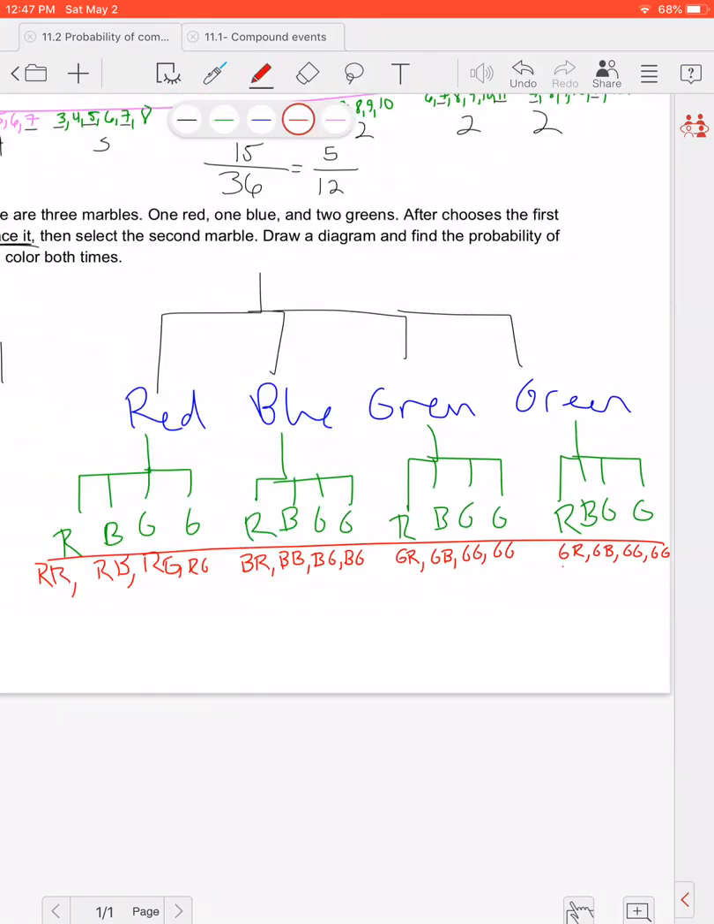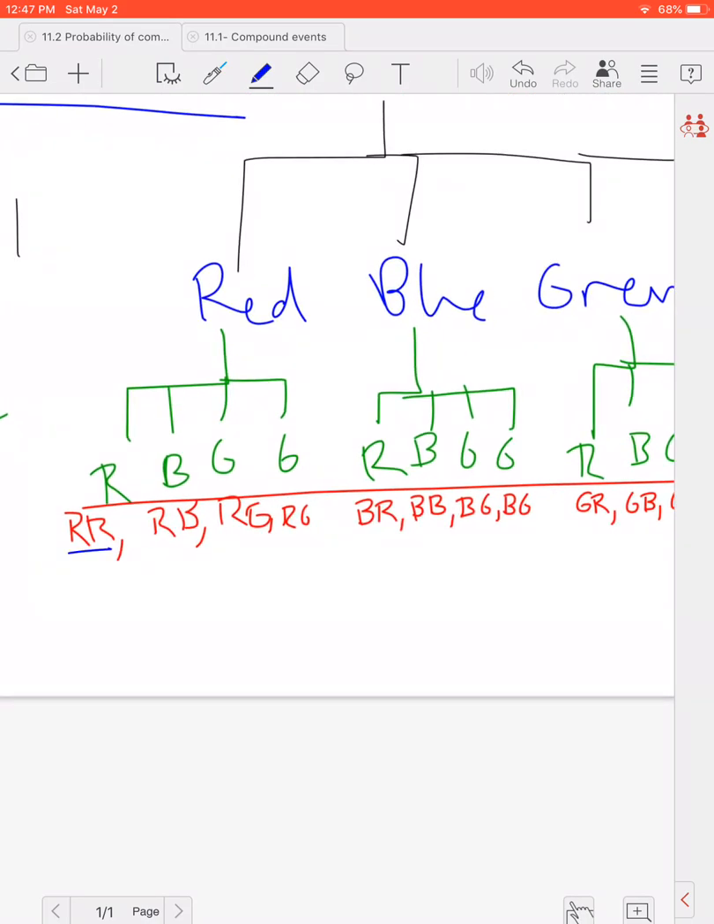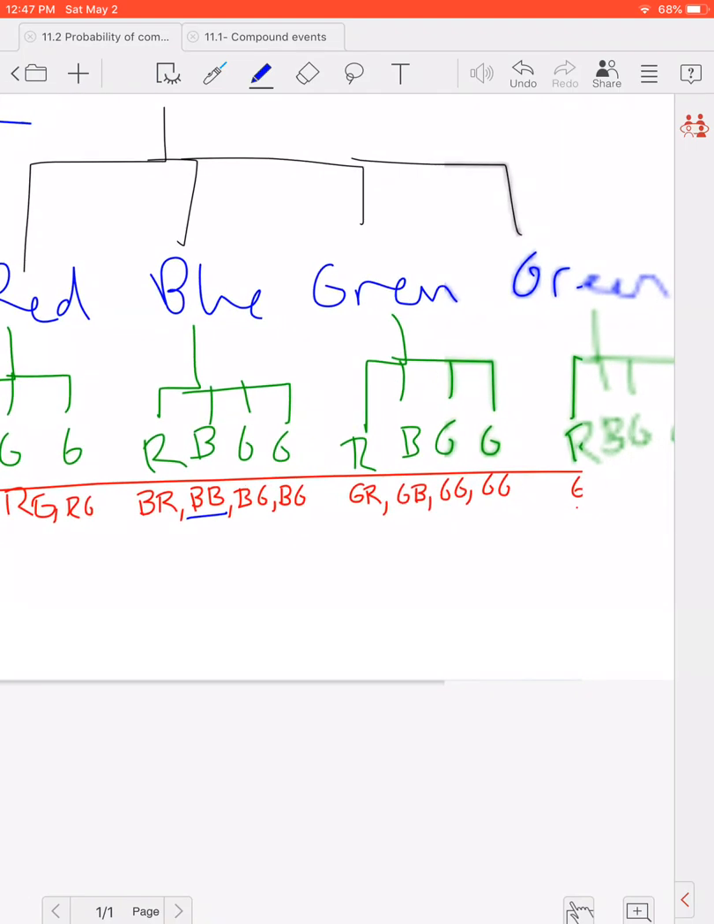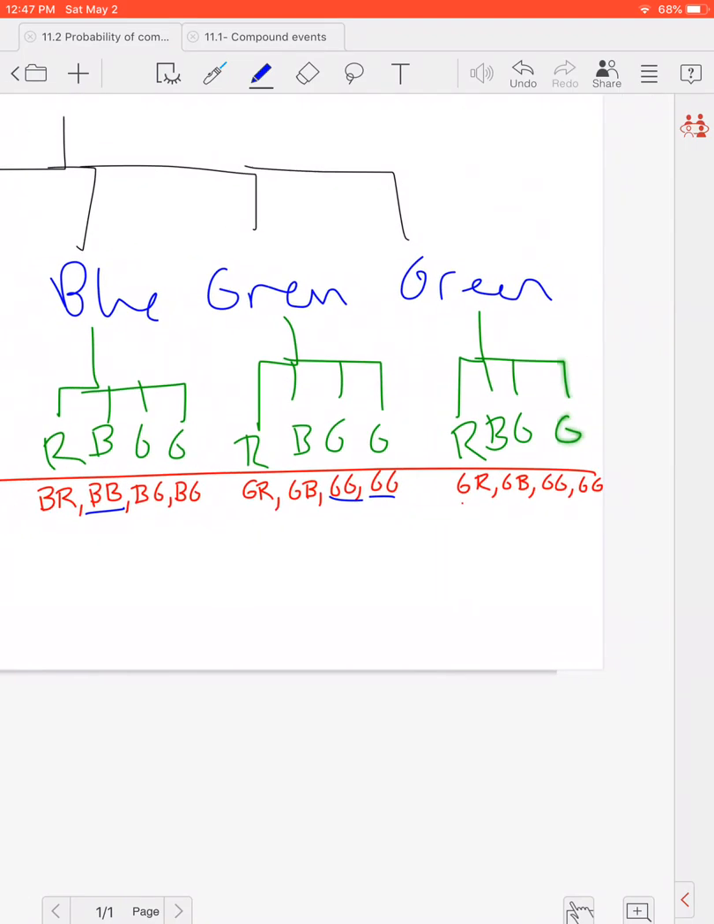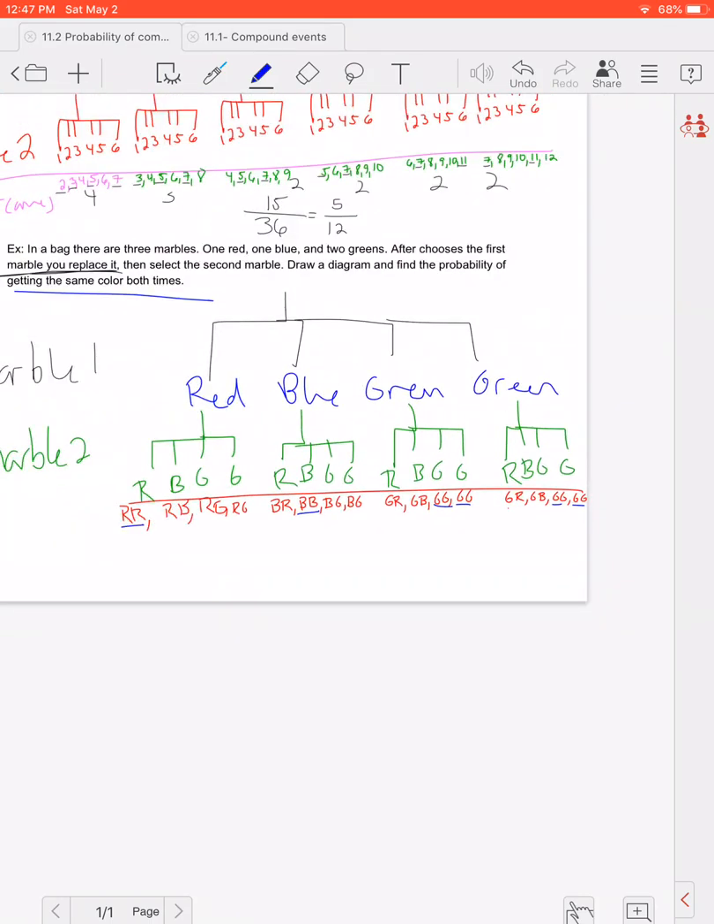Now again, my probability that I wanted to find was how many have the same color both times. So I want double letters. So I have a red, red, a blue, blue, and I have 2 green, greens, and another 2 green, greens. All the rest have 2 colors involved. So all the ones I underlined, there's 1, 2, 3, 4, 5, 6 total options that I want. Out of, if I count 1, 2, 3, 4, 5, 6, 7, 8, 9, 10, 11, 12, 13, 14, 15, 16. There's 16 total options.